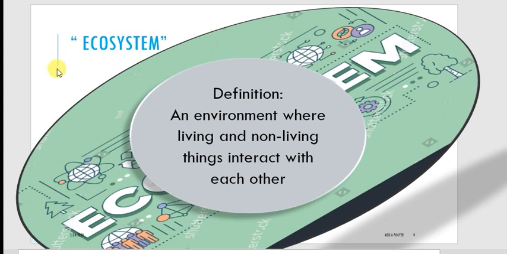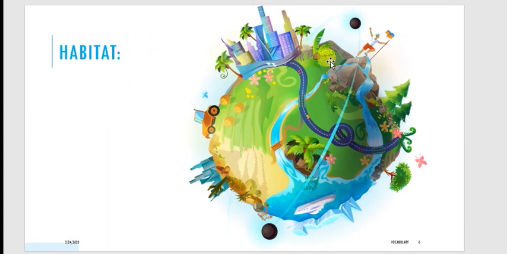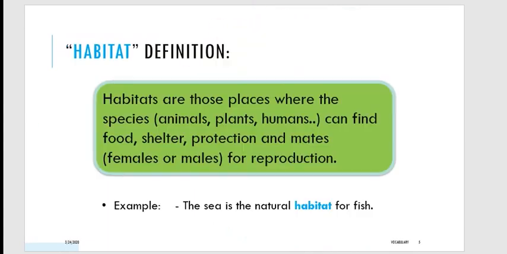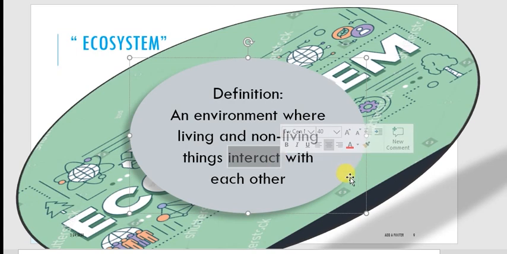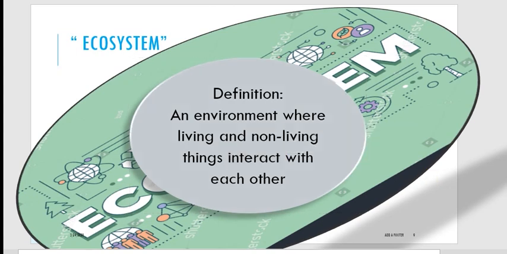We don't confuse ecosystem with habitat. They are close to each other, but they're not exactly the same. Because a habitat is just the place, as we saw before, the place where different living beings can live, can find food, shelter, and protection. But the ecosystem is a little bit different. It's about the interaction, okay? It's all about the interaction of different living and non-living beings.